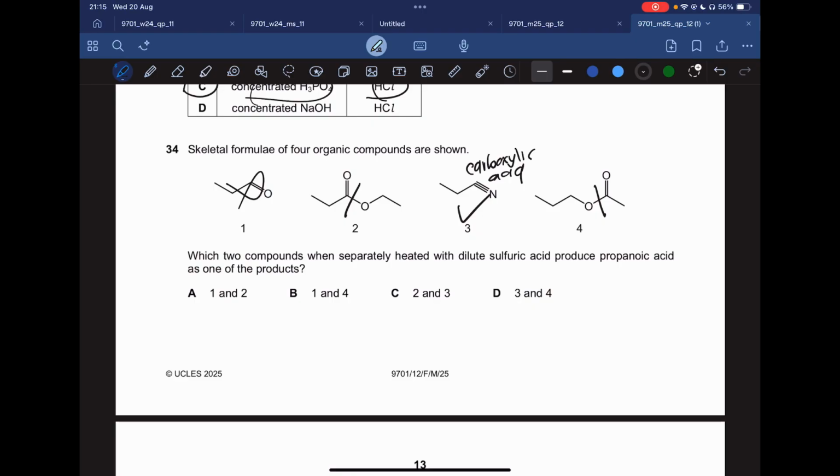So let's just count the carbons. Okay, 1, 2, 3, that is propanoic acid. 1, 2, that is not propanoic acid. We're looking at the double bond O for the acid part, right? So this can't be right, and we said that 2 and 3 are correct, so it's C.